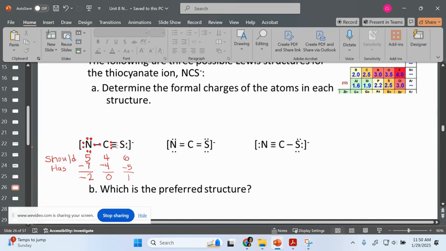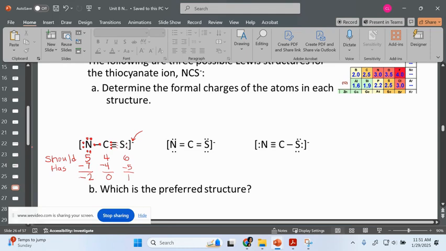Now, if we want the overall charge for the whole molecule, we add these together. What does this add up to be? -1. It should match up to whatever charge you have up here. So if it's not an ion, all of these should end up adding up to 0.